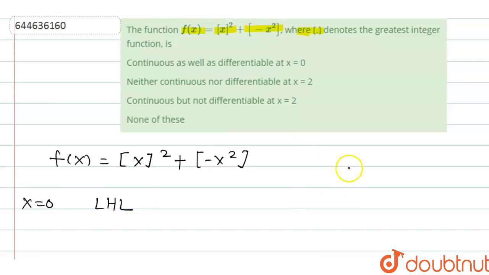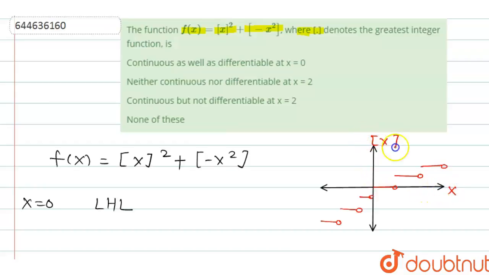As we know, in the graph of the greatest integer function, this is the x-axis and this is the greatest integer function of x. The function is discontinuous at all integer points. This point is 1. The function is discontinuous at 0, 1, 2, 3 and so on, similarly at minus 1, minus 2, minus 3 and so on.